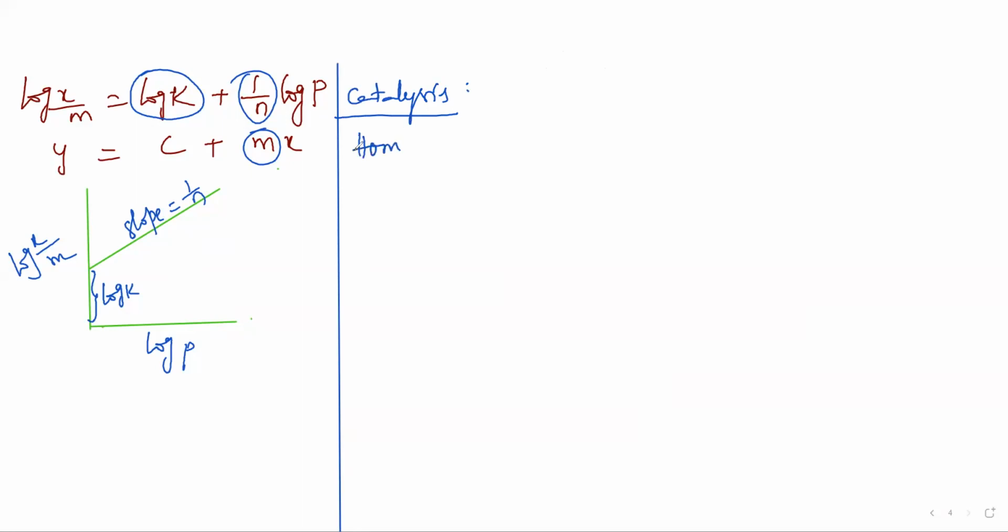Then the first one, homogeneous catalysis. What is homogeneous catalysis? Reactants and products having same phase of elements. Repeat it. Reactants and products having same phase of elements. Reactants and products, isn't it? Same phase of catalyst. When the reactants and the catalyst are in the same phase.